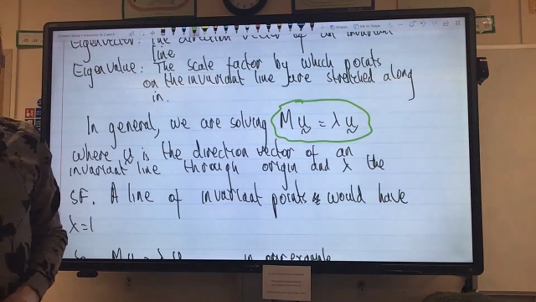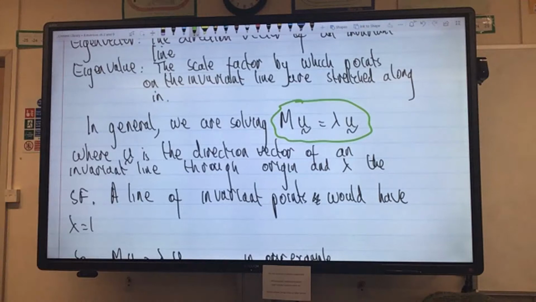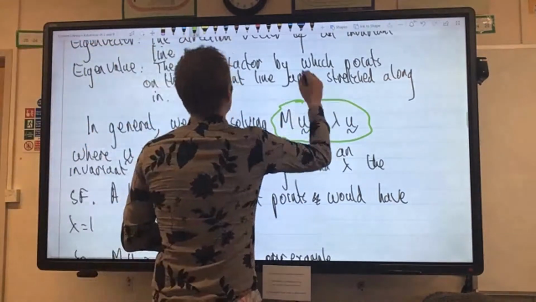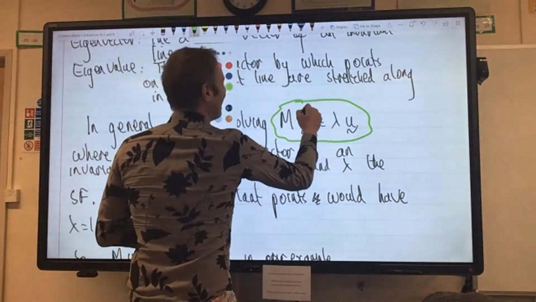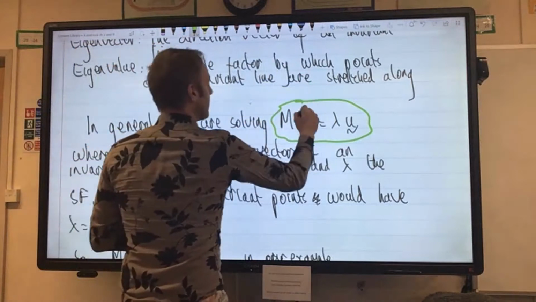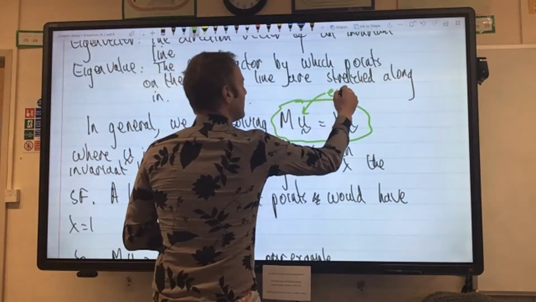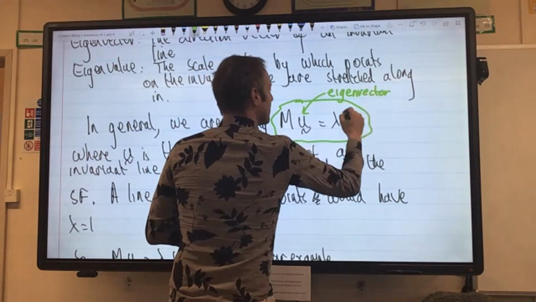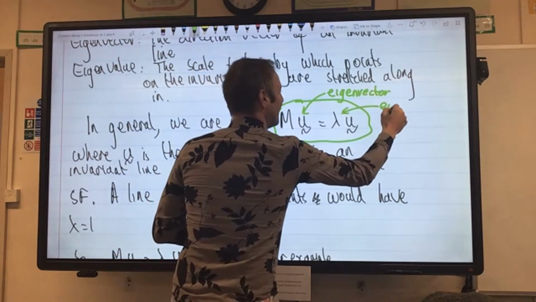Yes, hello, Belva. Sorry, just to clarify, I'm not so sure if I get it right. So the eigenvector is the u, is it? That's absolutely right, yeah. And the eigenvalue is lambda. And M is the matrix. Eigenvector. Eigenvalue.